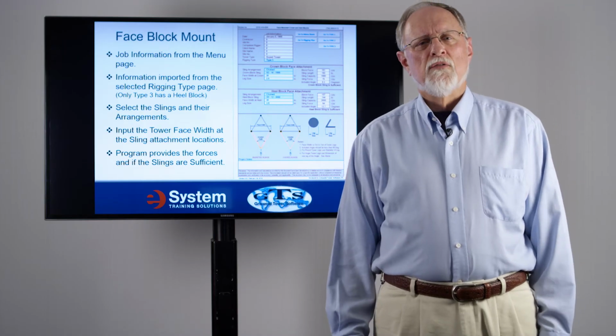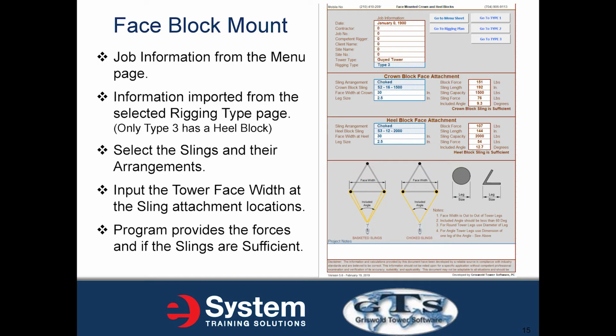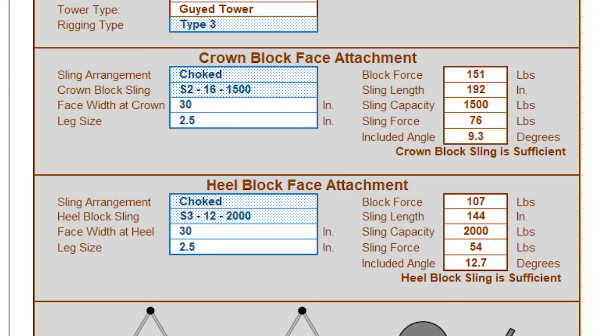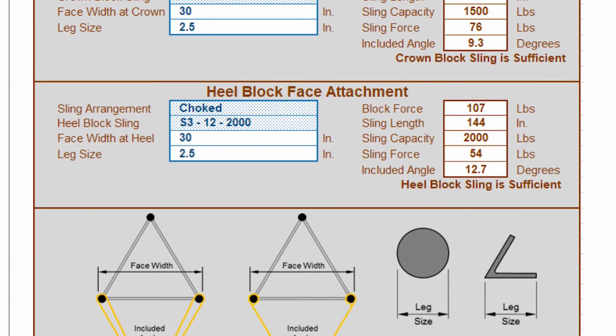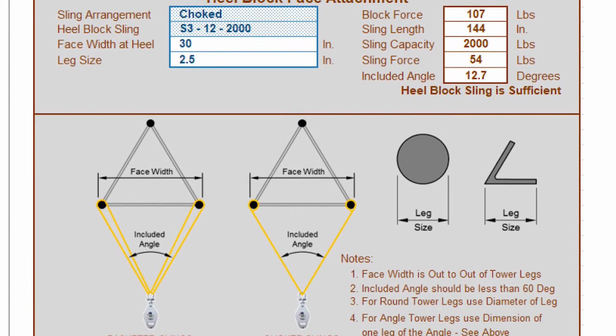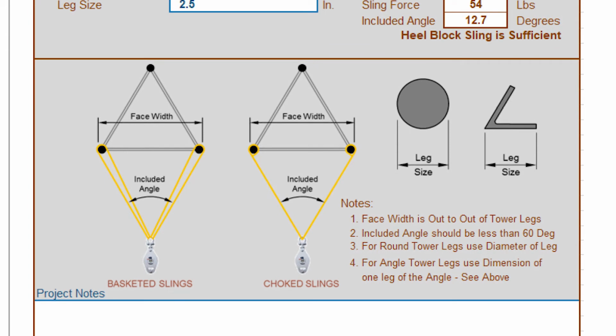Now, let's talk about the face block mount page. The job information from the menu page on this page, as well as all the other pages, is automatically showing up from the menu page. Information is imported from the selected rigging type page, and then you're going to select the slings and their arrangements. You're going to input the tower face width at the sling attachment locations, and the program is going to provide the forces and tell you if the slings are sufficient.